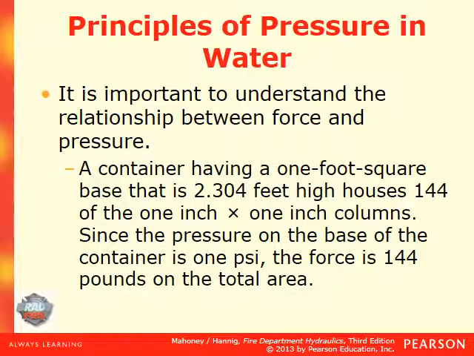That container, having a 1 foot square base that is 2.30 feet high, will house 144 of those little 1-inch columns. Since the pressure on the base of the container is 1 psi, the force is 144 pounds on the total area. And what it's basically doing is adding up all those little inch columns of water, and that's the force. The actual thing doing the pressing down on that base of that column. It's just breaking everything down into the smallest unit of measurement.